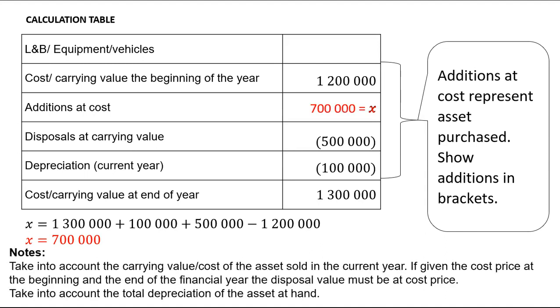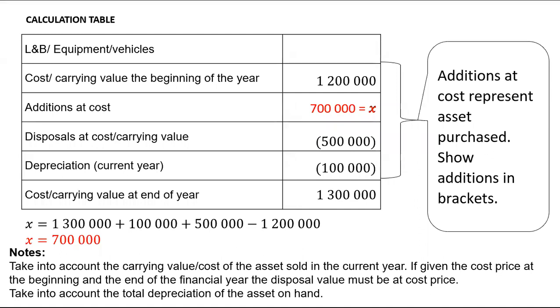Taking into account the carrying value or cost of the assets sold in the current year. If given the cost price at the beginning and at the end of the financial year, the disposal value must be at cost price. And that's what you need to highlight because it's very important. Take into account the total depreciation of the asset at hand. Now note that depreciation will only apply if you were given the carrying value of whatever asset you're trying to calculate the cost price of, which was purchased in this case.